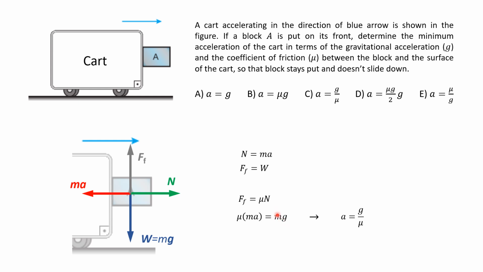That means after cancelling out m from both sides of this equation, a is equal to g over mu. And this is the answer to this question.